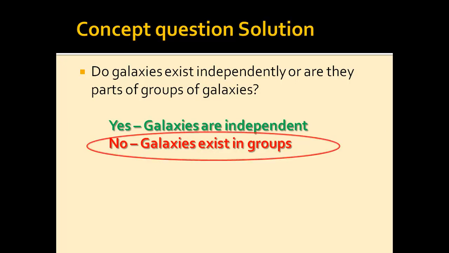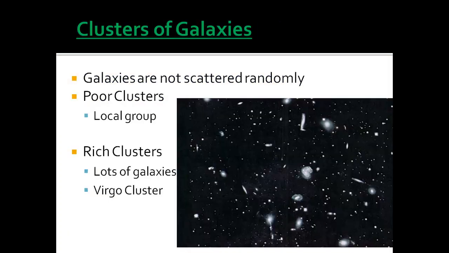Okay, so galaxies actually exist in groups. They are not necessarily individually out there. So galaxies are not necessarily scattered randomly throughout the universe. There tends to be what we call either poor clusters or rich clusters. Poor clusters just mean smaller amounts of galaxies clumped together. Now we are part of a local cluster, which is a poor cluster, and we call that cluster our local group. So us, the Andromeda Galaxy, the Virgo cluster, those are part of our local group.